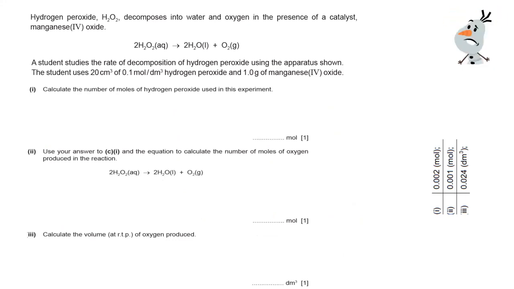Okay, in this question, hydrogen peroxide, which has a formula of H2O2, decomposes into water and oxygen. Catalyst is a substance, in the presence of catalyst, not the absence. In the presence of the catalyst, manganese(IV) oxide, which is a substance that speeds up the reaction, the equation for this reaction is 2H2O2 gives 2H2O plus O2.